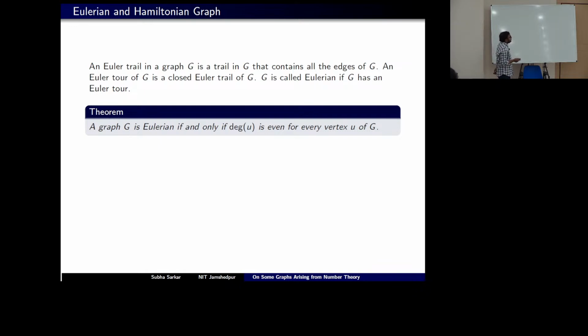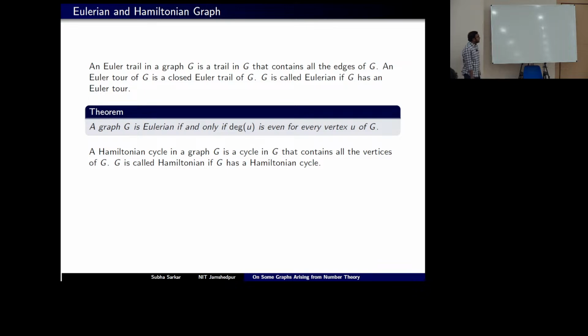Now, similarly, we define something called a Hamiltonian graph. A Hamiltonian cycle in a graph is a cycle which contains all the vertices exactly once. Earlier we said that it is Eulerian if it contains all the edges exactly once. Here we are saying it contains all the vertices exactly once. And our graph is said to be Hamiltonian if it has a Hamiltonian cycle.